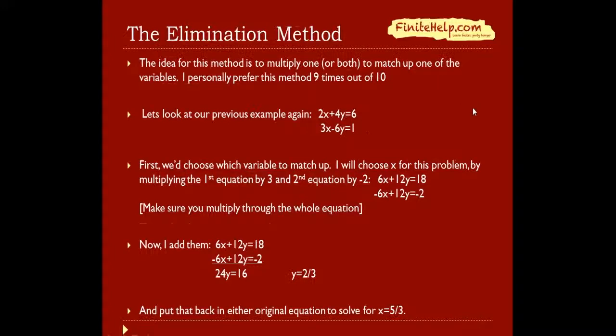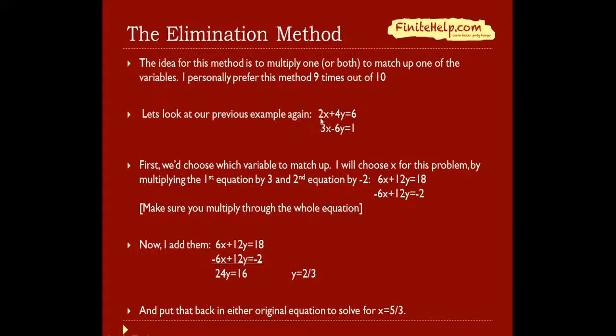The second method is the elimination method. This is the method I prefer most of the time because it's usually quicker. So the idea is to match up one of the variables and cancel them. Here we are going to look at the same example again. We first choose which variable we want to match up. Here I'm going to match up the x.